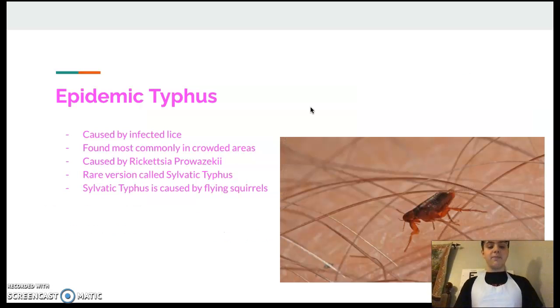So let's start off with epidemic typhus. Epidemic typhus is caused by infected lice, which are infected with Rickettsia prowazekii. They're found most commonly in crowded areas, as with most lice. They jump from head to head. There's a rare version called sylvatic typhus, which was caused by being in proximity to flying squirrels in their nests. I didn't have much time to look into that, but it absolutely was fascinating.